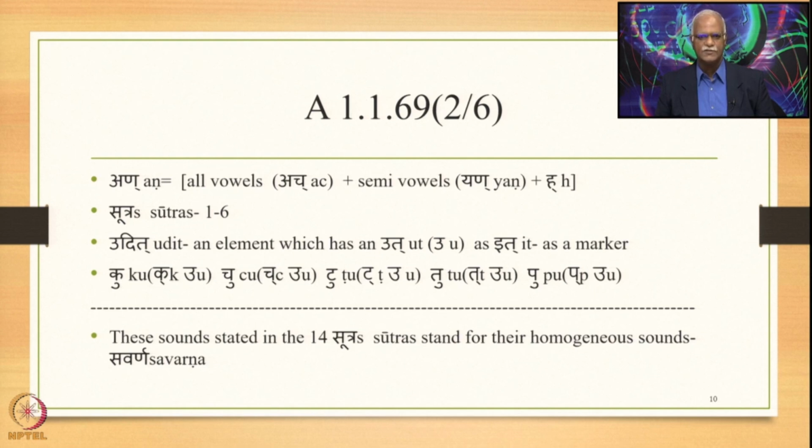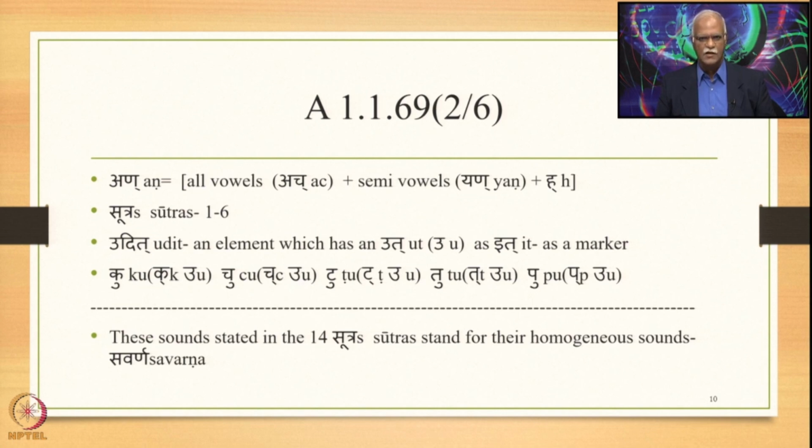appears in the very first sutra, and so there is a confusion when the word an is uttered. Should it be taken as a pratyahara formed by the marker na in the first sutra, or should it be taken as the pratyahara formed with the marker na in the sixth sutra? And there is no clear-cut explicit answer to this provided by Panini.